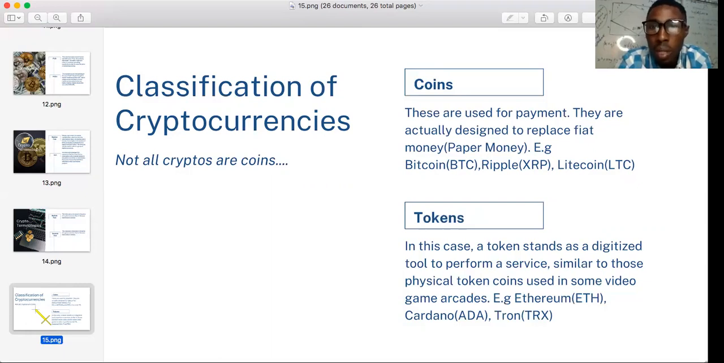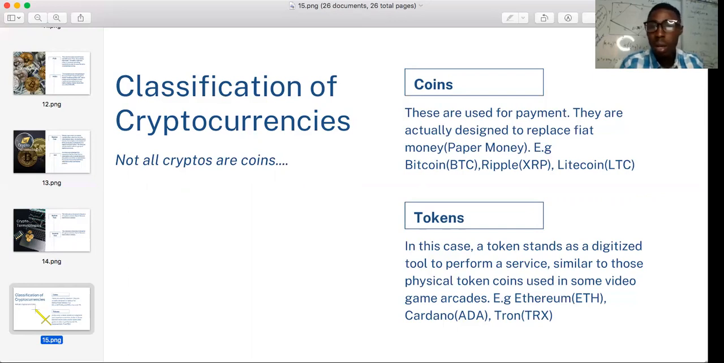Coins are used for payment. They are usually designed to replace fiat currency. Therefore, any cryptocurrency that is called a coin can be used for payment. The major purpose of a coin is to try to replace fiat currency, the dollars, the pounds, and the euros. Examples of coins are Bitcoin, XRP, Litecoin. So these are actually coins.